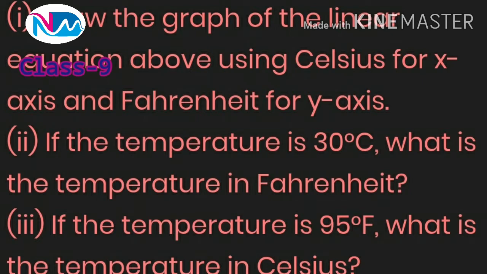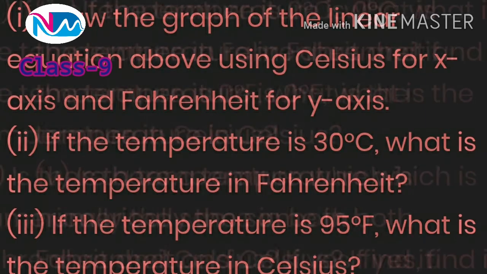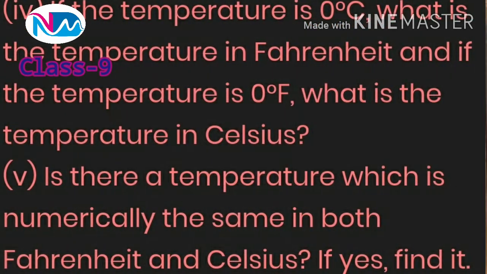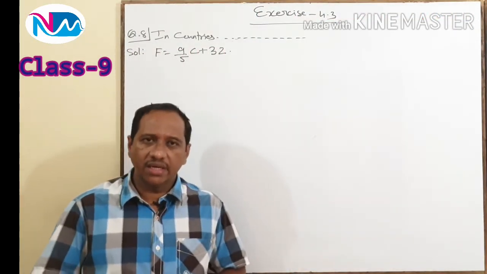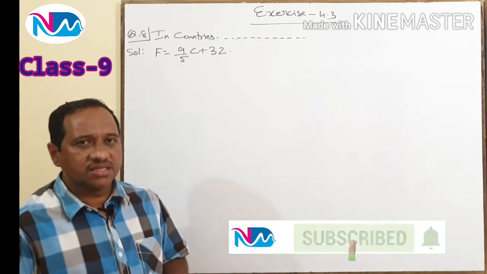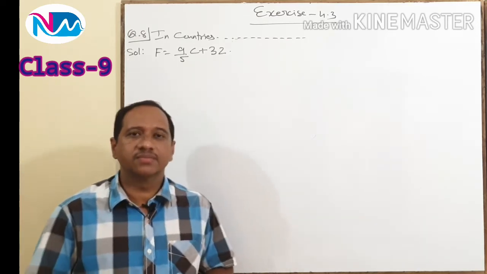Second question. If the temperature is 30 degrees Celsius, what is the temperature in Fahrenheit? Third question. If the temperature is 95 degrees Fahrenheit, what is the temperature in Celsius? Fourth question. If the temperature is 0 degrees Celsius, what is the temperature in Fahrenheit? And if the temperature is 0 degrees Fahrenheit, what is the temperature in Celsius? Fifth question. Is there a temperature which is numerically the same in both Fahrenheit and Celsius? If yes, find it. Here we are given a linear equation connecting the Celsius scale and the Fahrenheit scale.